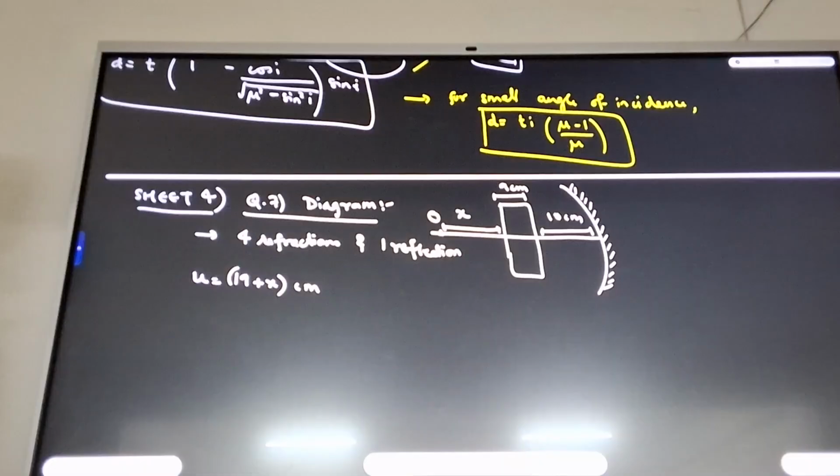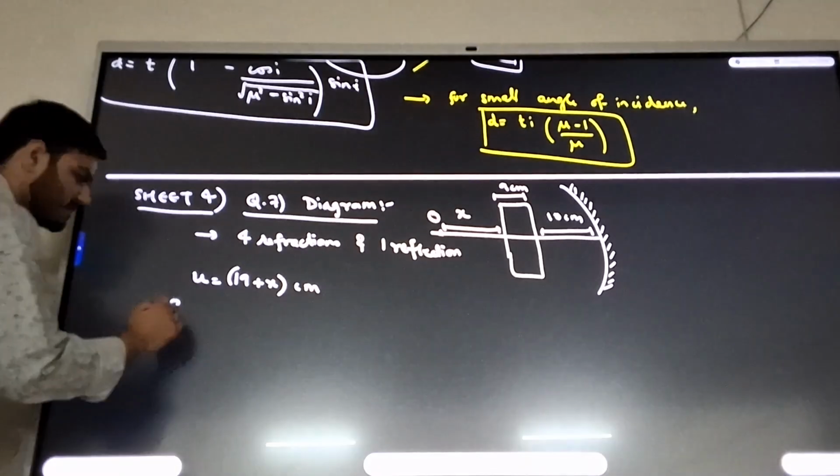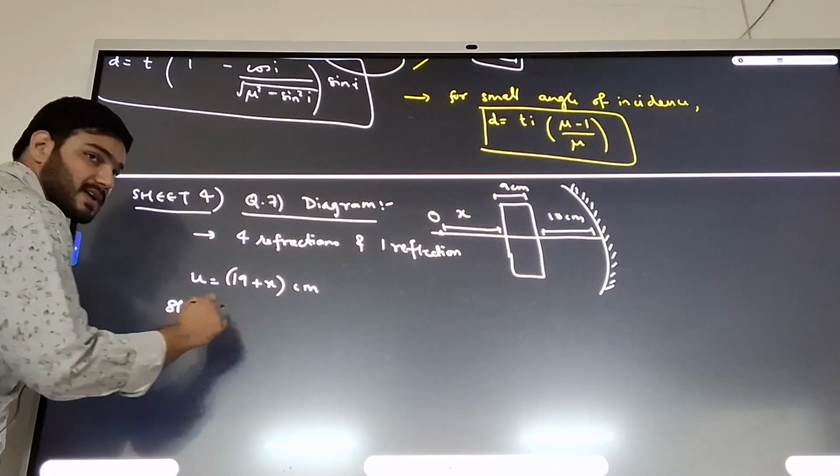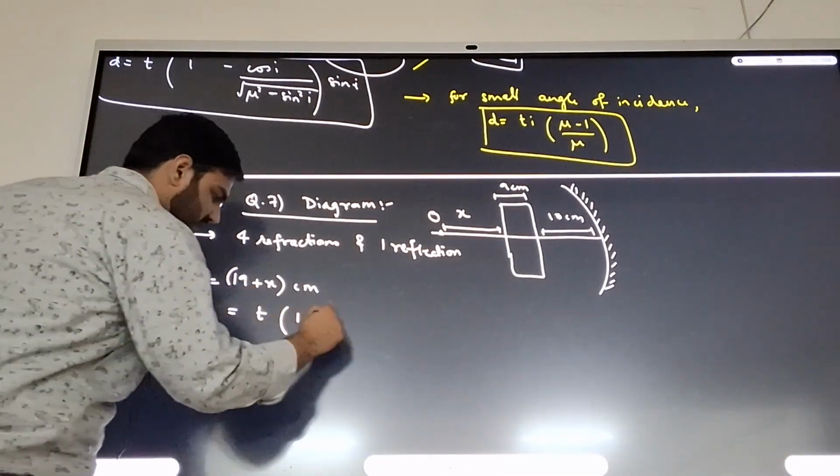That's 19 plus x centimeter. The first shift occurs. In the first shift, it's shifted towards the glass slab. And how much amount of shift? Can somebody tell me? Shift का formula क्या था? T into 1 minus 1 by mu.